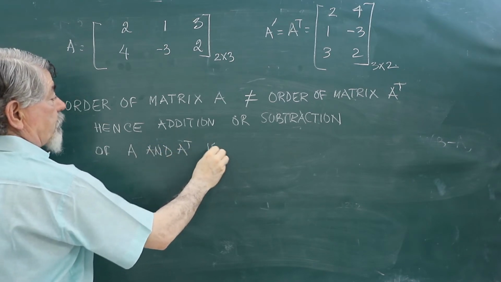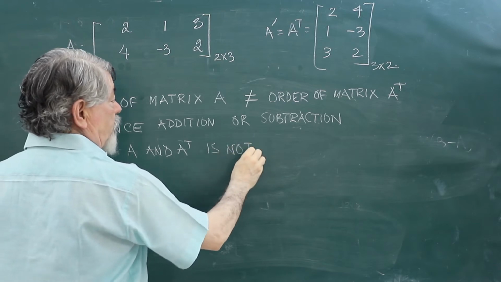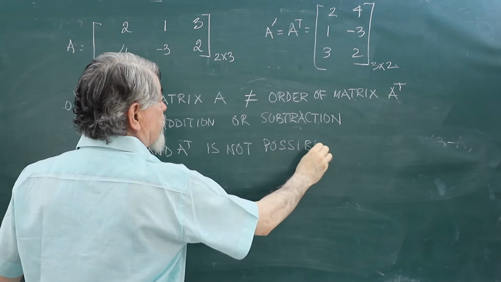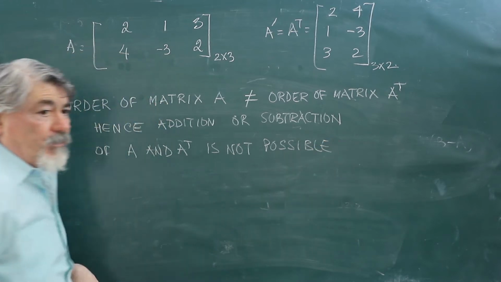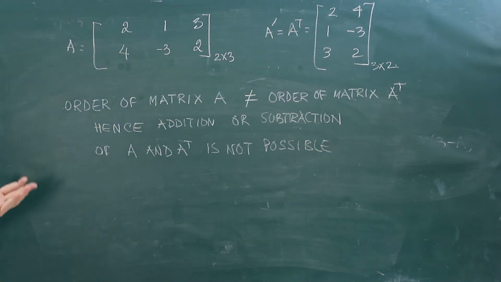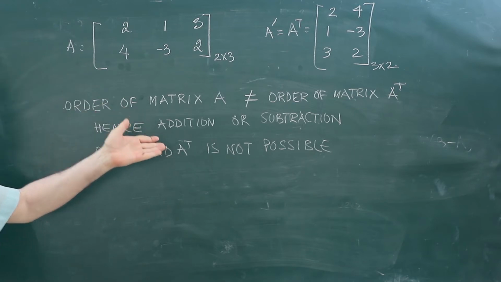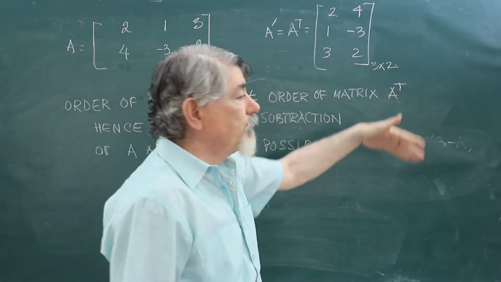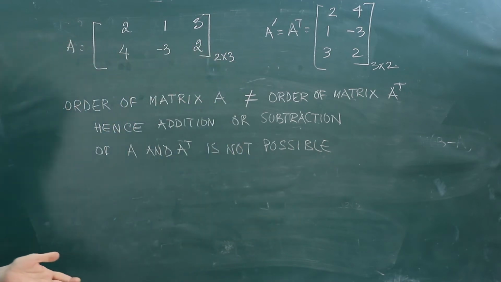is not possible. It is not possible because we told you that 2 matrices can be added or subtracted if they are of the same order. Here the order is 2 into 3. Here the order is 3 into 2. That is why the matrices cannot be added or subtracted.